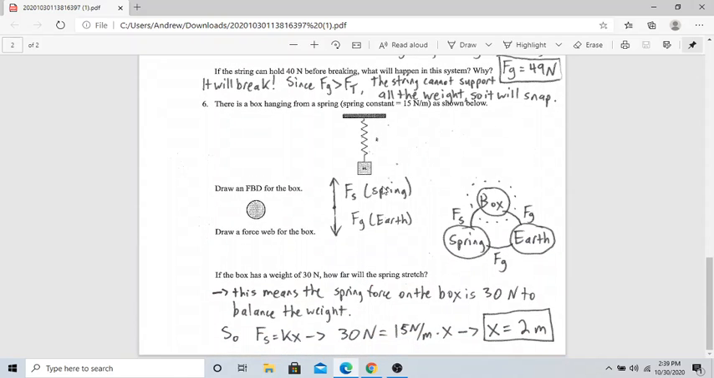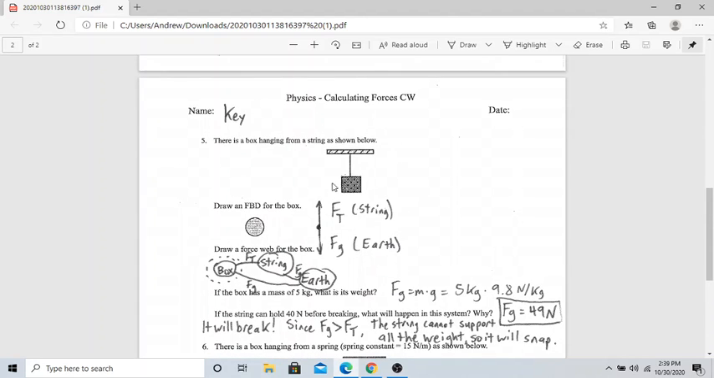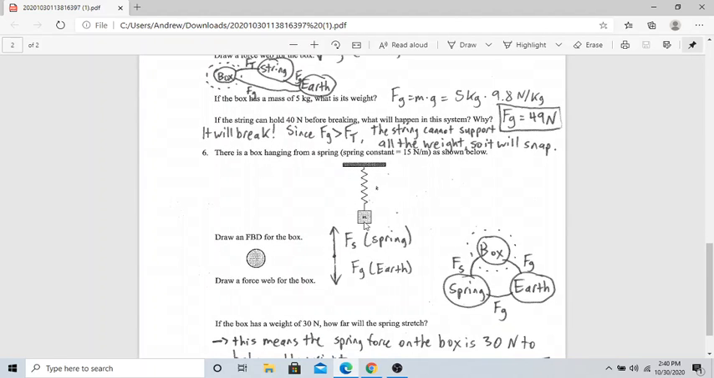All right, now for the very last question. Again, same setup as before. I have a diagram. I want you to draw an FBD. I want you to draw a force web. Again, you've seen this picture before. It's a box hanging from a spring. Almost seems like it's just like this one. I've just swapped out whatever's holding the box up. So the same things are applying here.